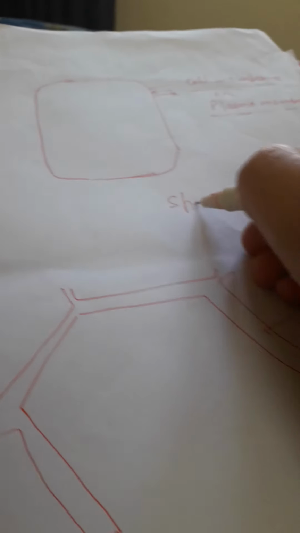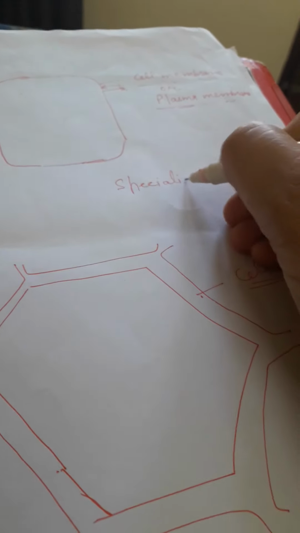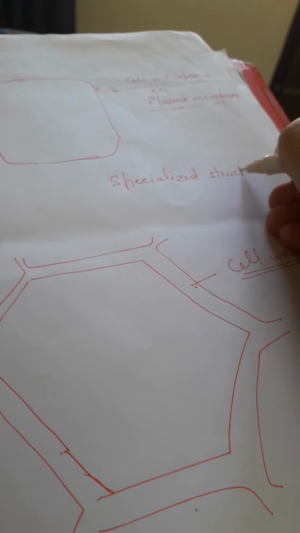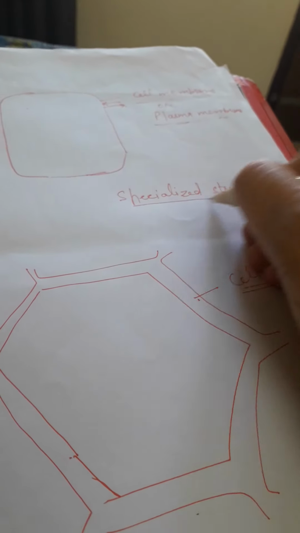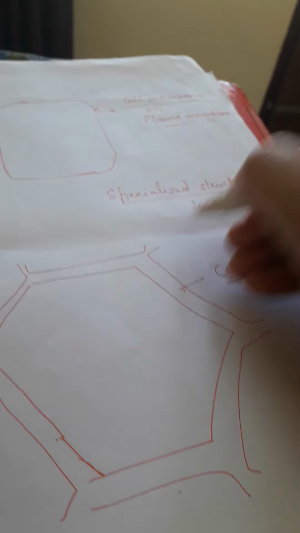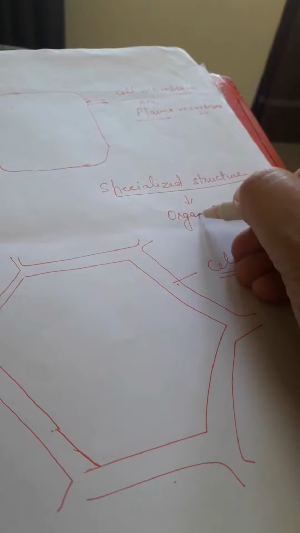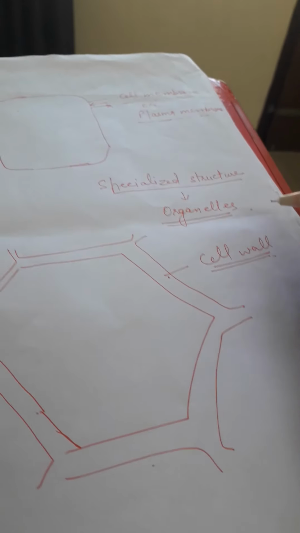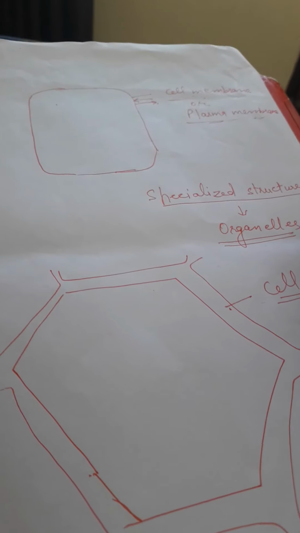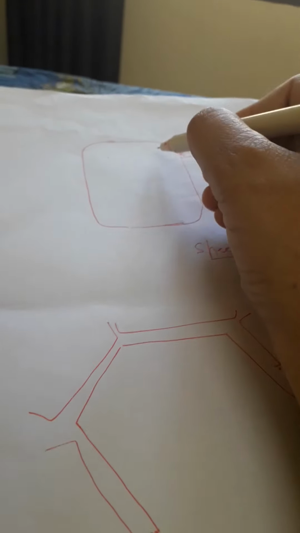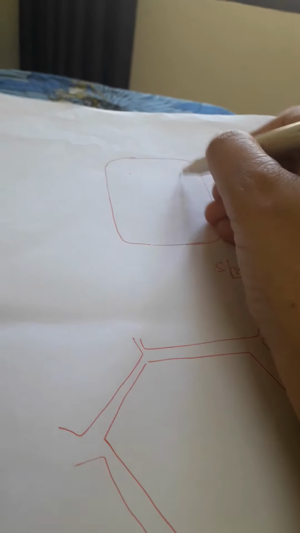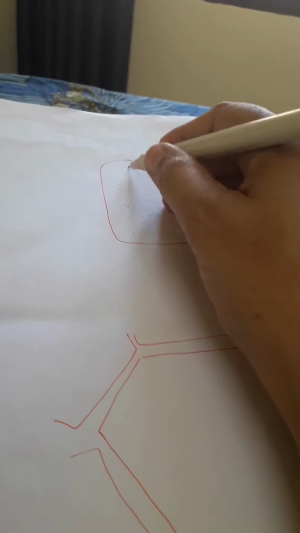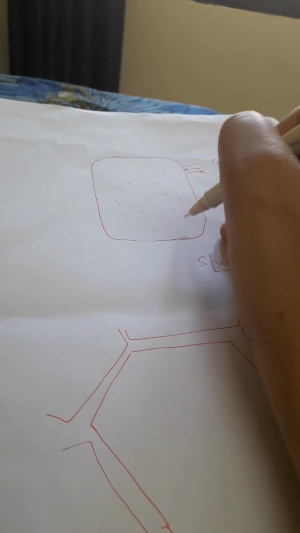Then each cell has certain structures inside the cells, specialized structures. If you ask what is inside the cell, inside the cell there are specialized structures which are capable of performing functions. We call them organelles, cell organelles. And these cell organelles are embedded inside the cell in a semi-fluid substance which is dense fluid, also called matrix.